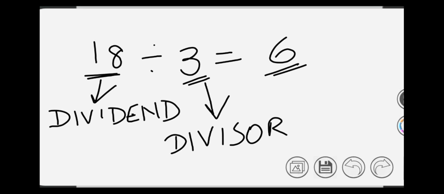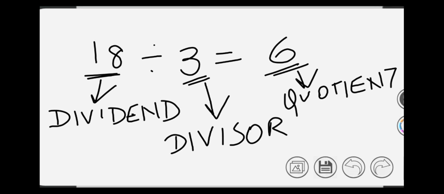Now the last one, we call this the quotient. Quotient means the result obtained by the division process. Once we divide, the answer that we get, we call the quotient. So in a division problem, whenever we write the division sentence, we always write it this way. This is the dividend, then the division symbol, after that the divisor, and whatever the answer is, we write it as the quotient.